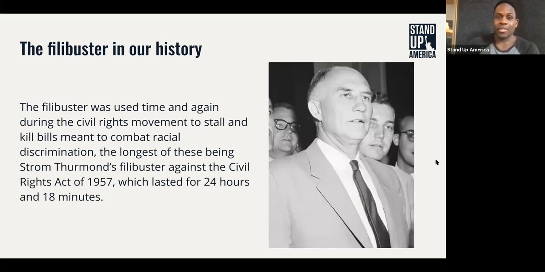This is a picture of Senator Strom Thurmond. The filibuster was used time and again during the civil rights movement to stall and kill bills meant to combat racial discrimination. Strom Thurmond holds the record for the longest single person filibuster when he decided to filibuster against the Civil Rights Act of 1957, which lasted for 24 hours and 18 minutes. If you look him up in an interview a little bit after, he was very proud to tell people that he wore a diaper in order to survive that long.